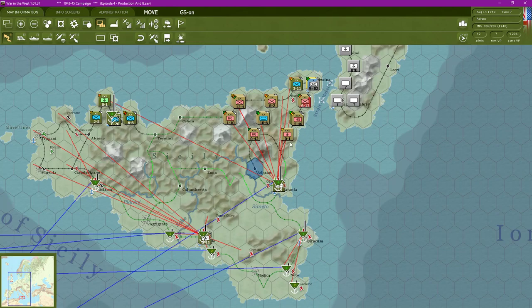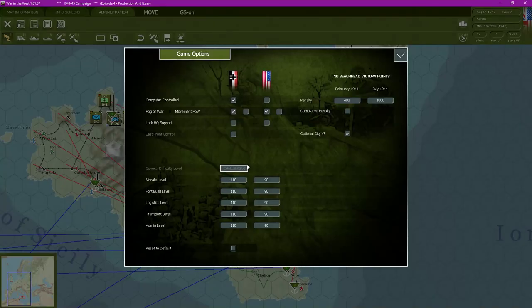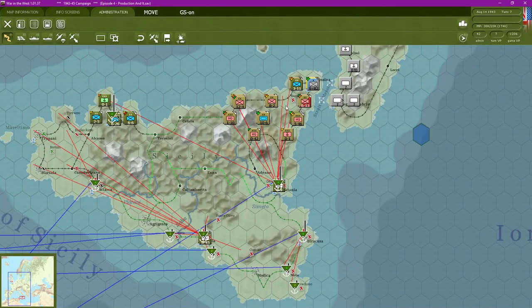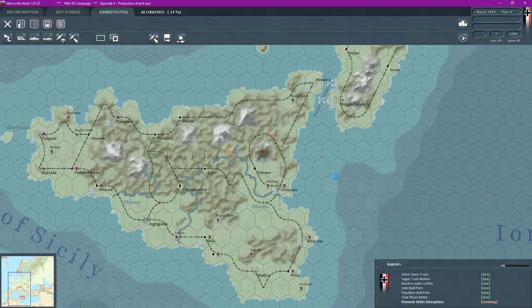So, I've also opted to increase difficulty. At the moment, the general difficulty is challenging, but I've opted to increase it to impossible. So that may, in fact, take effect next turn. I'm doing that just so we have a true challenge. I don't want things to be easy at all. I really want to showcase how the game works, and I can do that by having a very, very challenging AI.